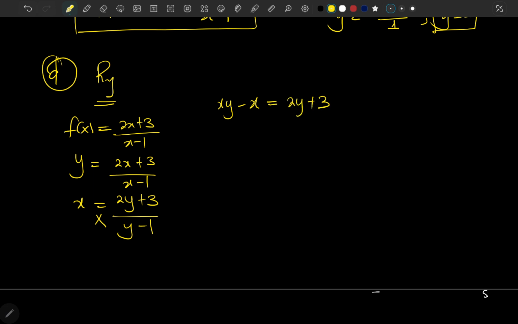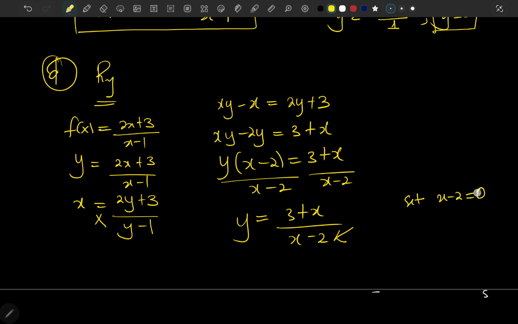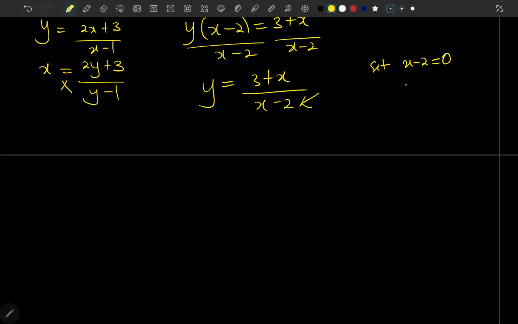You are solving for y, so collect everything to do with y. So xy minus 2y is equal to 3 plus x. Factorize: y times (x minus 2) equal to 3 plus x. Divide by x minus 2 on both sides. So your inverse is (3 plus x) over (x minus 2). Once you find your inverse, get the denominator. So set x minus 2 equal to 0. So you set the denominator equal to 0. So you say x is equal to 2, right?